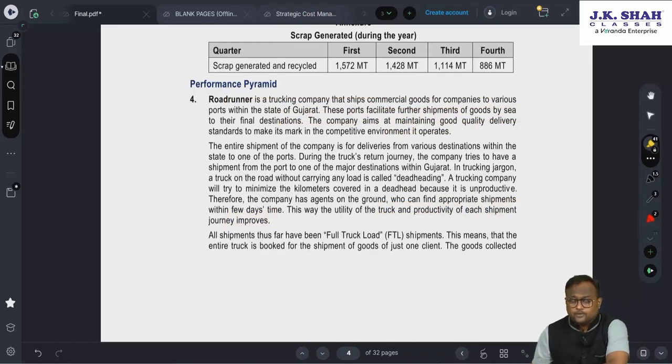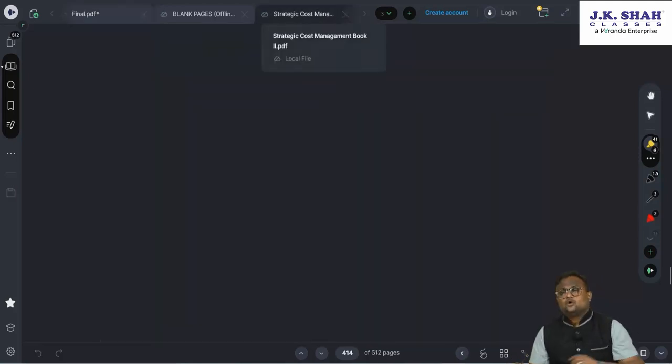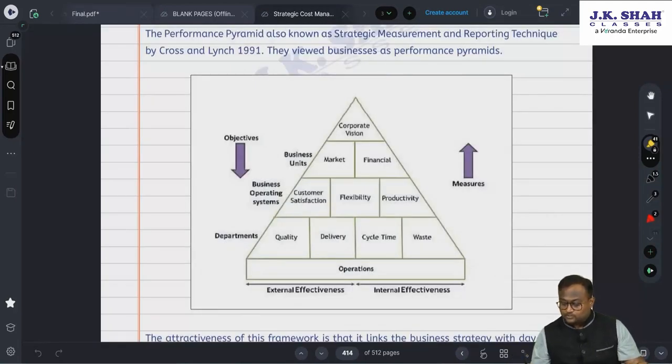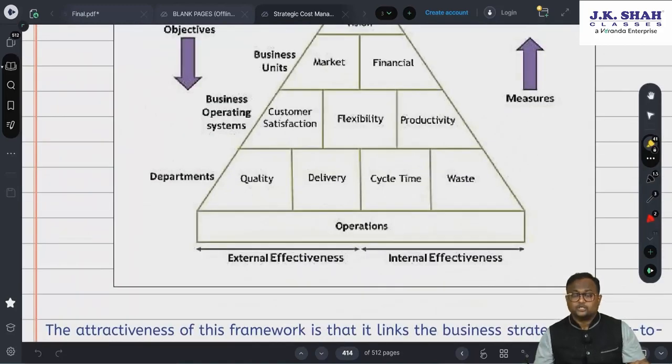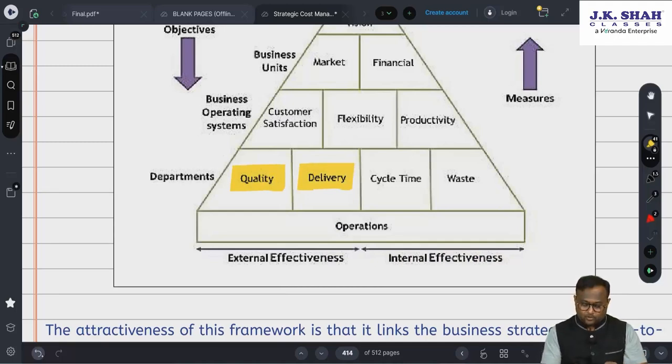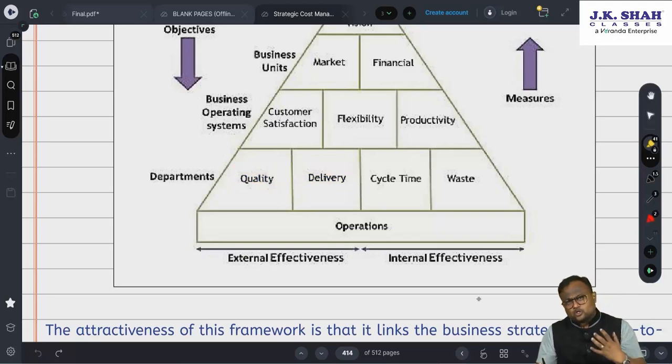This is based on performance pyramid. Now, guys, when you talk about performance pyramid, you just need to understand this one. Your major concern is external effectiveness and internal effectiveness. When you talk about external effectiveness, you are supposed to satisfy your end customer. So, quality and timely delivery, both are important for us. When you talk about internal effectiveness, your cycle time, time taken for producing one unit, and minimization of waste is the focus.